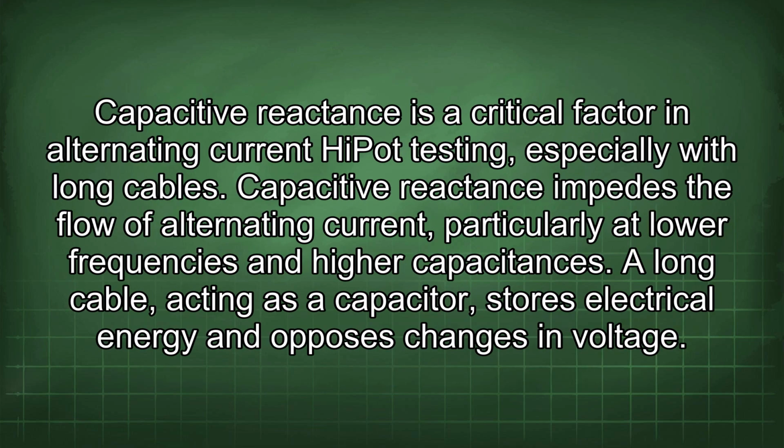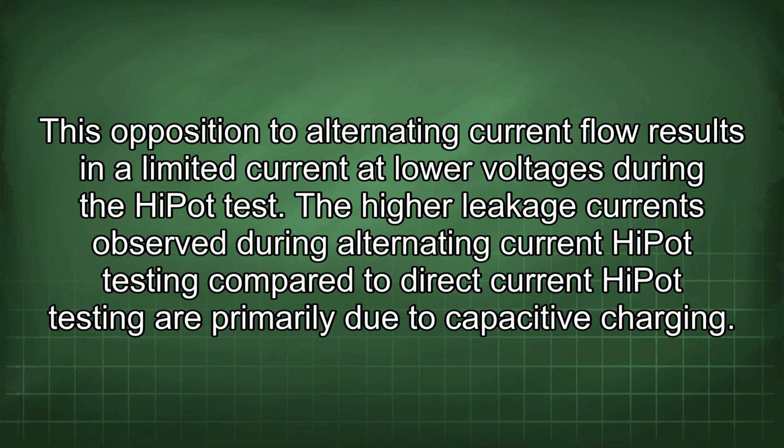Capacitive reactance is a critical factor in alternating current HiPot testing, especially with long cables. Capacitive reactance impedes the flow of alternating current, particularly at lower frequencies and higher capacitances. A long cable, acting as a capacitor, stores electrical energy and opposes changes in voltage. This opposition to alternating current flow results in a limited current at low voltages during the HiPot test.